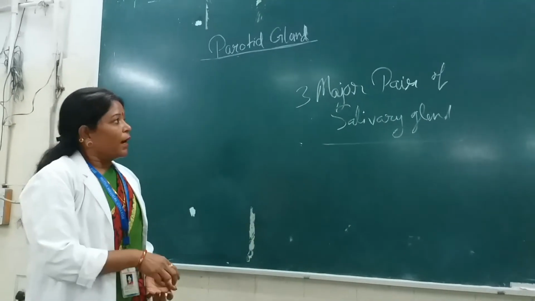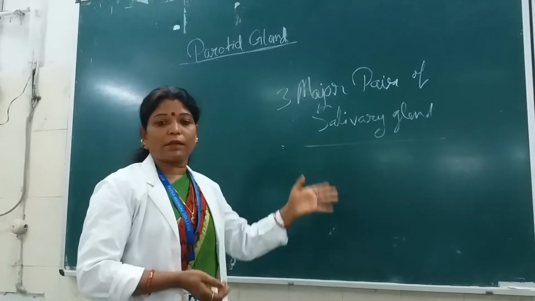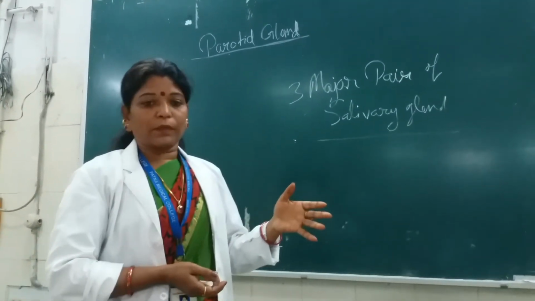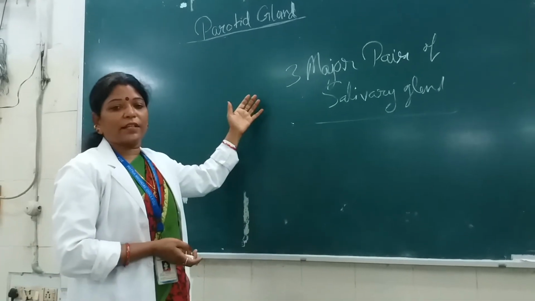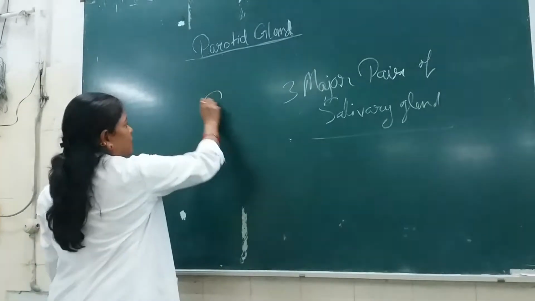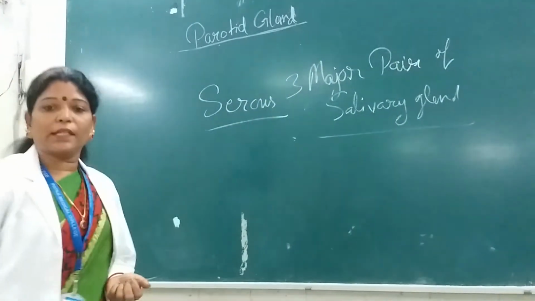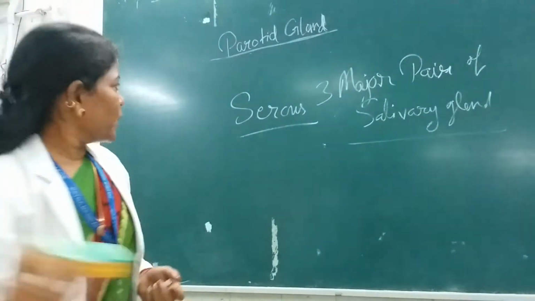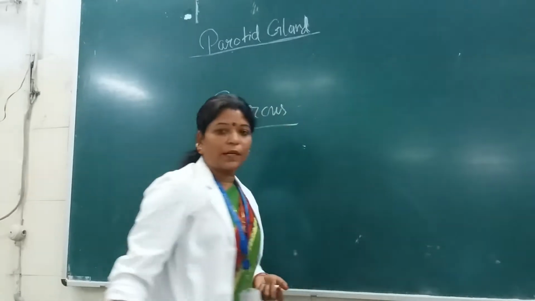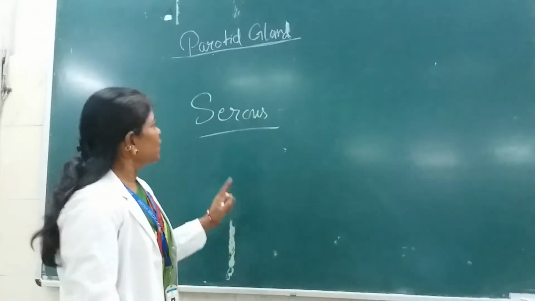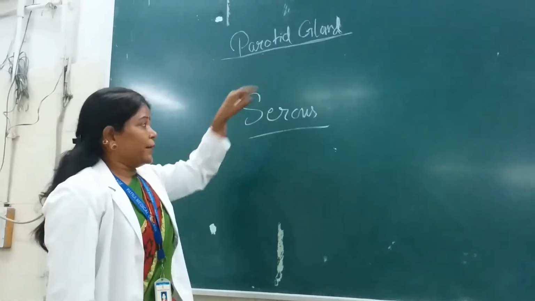What type of secretion is it from the parotid gland? Serous, mucous or mixed? The secretion of the parotid gland is watery. It is totally serous. It is also important for the slide in histology. You may be asked what the difference is between the parotid, the submandibular and the sublingual gland histologically. So remember that the parotid is a totally serous gland.